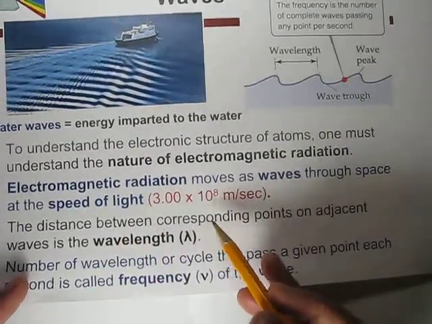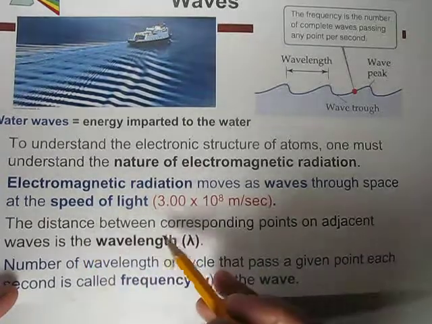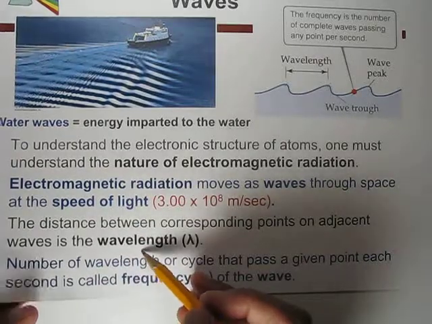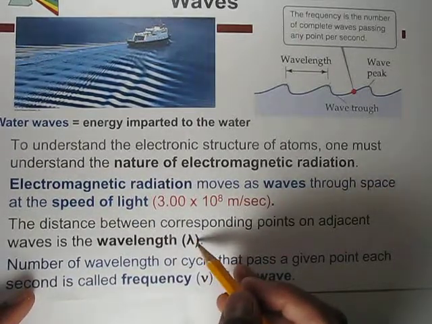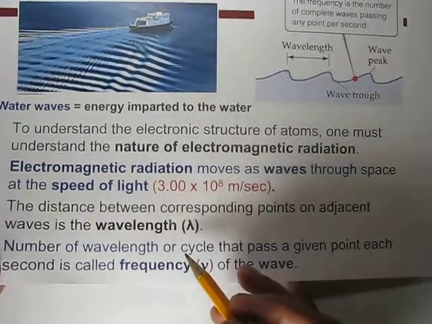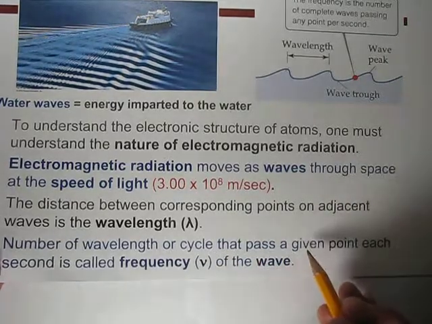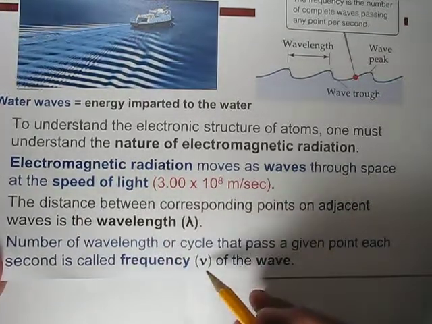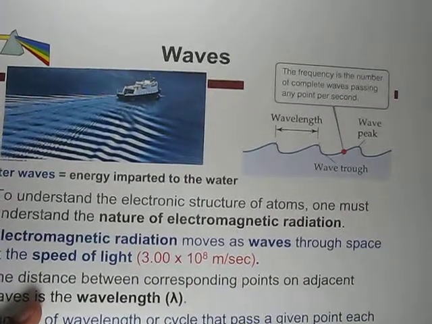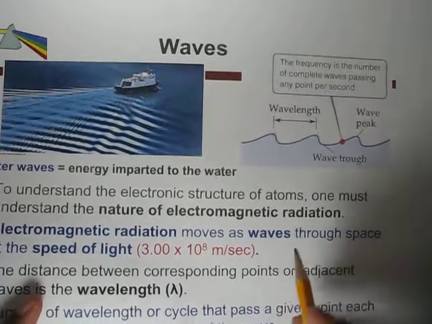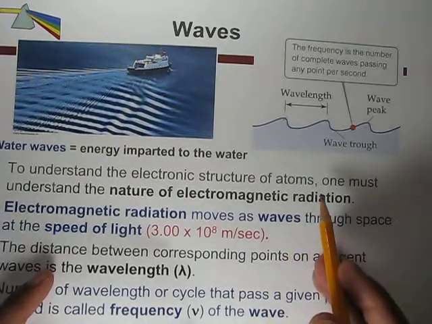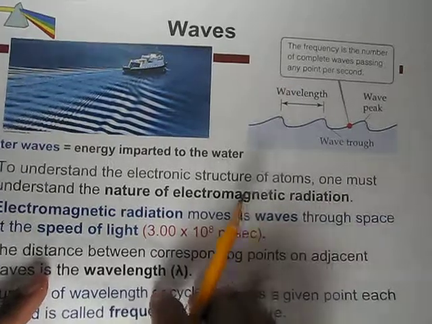The definition of the wavelength is the distance between the corresponding points on the adjacent waves, and it is represented by lambda. This is the lambda sign. And the number of wavelengths per cycle that passes a given point each second is called the frequency of the wave. How many times one wavelength is completed, that is the wave frequency.